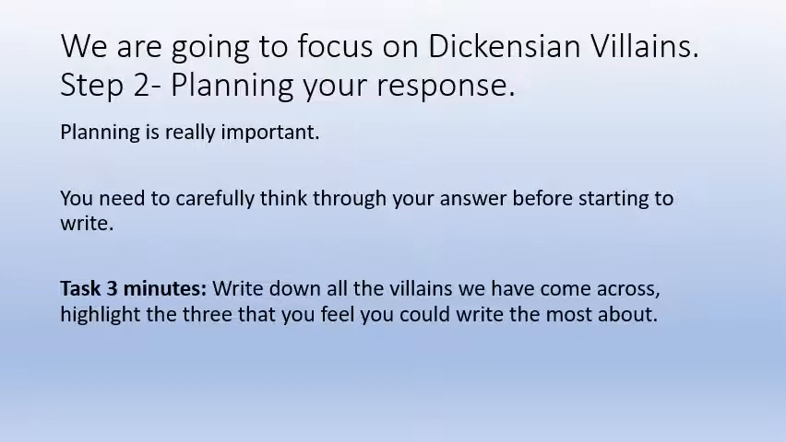As you know, we're focusing on Dickensian villains, so you're going to start planning your response now. Planning is very important. Don't ever underestimate the importance of it, and that's a research-based finding. It's not something we've just made up. You need to carefully think through your answer before starting to write. So your task over the next 3 minutes is to write down all the villains we've come across in Dickens over these lessons. Highlight the 3 that you feel you could write the most about.